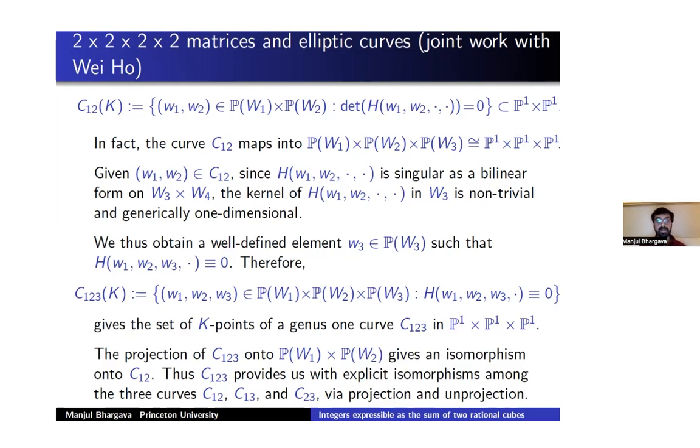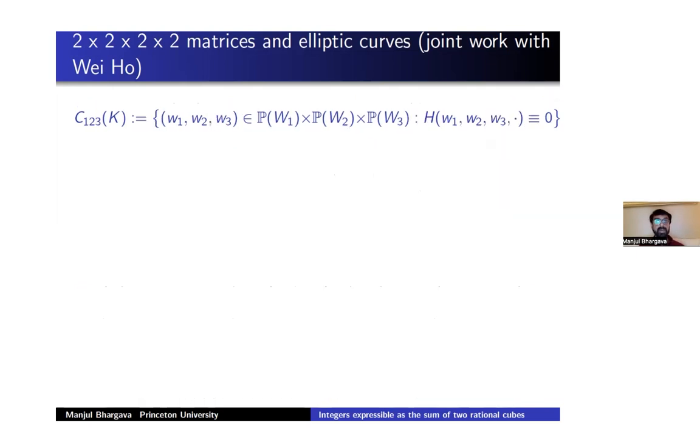Okay. That's clear. I know I'm saying a lot, but the constructions are quite elementary. Just linear algebra. Okay, so I'll just write down here the definition of C123. It's just the set of triples in W1 cross W2 cross W3 up to scaling, such that when you plug them into the quadrilinear form, you get identically zero. And that's a genus one curve in P1 cross P1 cross P1. And so we similarly have curves C124 and C134 and C234 in P1 cross P1 cross P1.